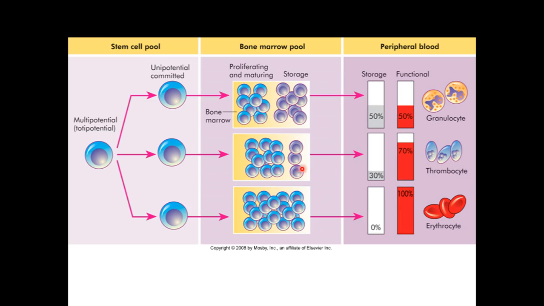Thrombocytes, on the other hand, we don't store very many of those in the bone marrow. And then red blood cells, we don't store any mature red blood cells in the bone marrow. Once a red blood cell is formed and totally mature, it's sent out to do its job in the bloodstream, and there's no reason to store those red blood cells because we're constantly making new ones. Remember, their life cycle only lasts about 120 days.